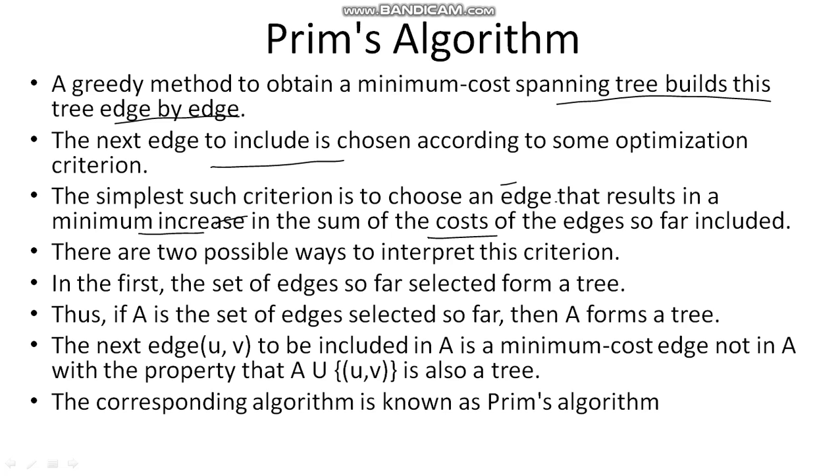In the first way, the set of edges so far selected forms a tree. If A is the set of edges selected so far, then A forms a tree, and the next edge UV is to be selected in such a way that inclusion of UV to the tree again forms a new tree. So it must form a tree, and this way of finding the minimum cost spanning tree is called Prim's algorithm. So let us try to understand Prim's algorithm by considering an example.